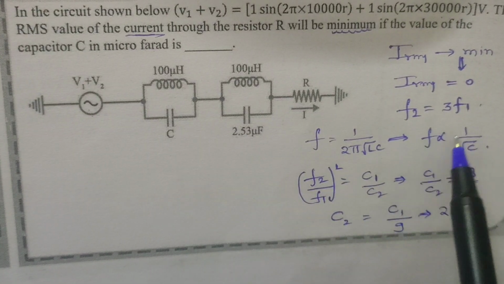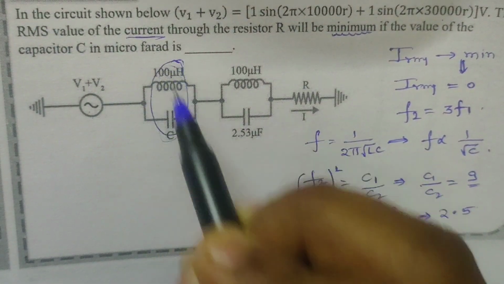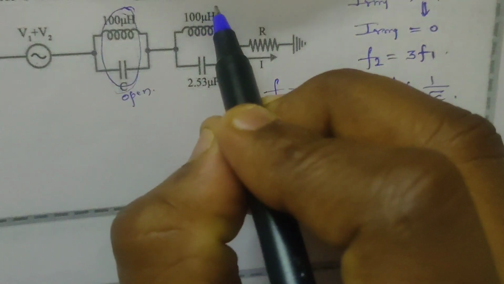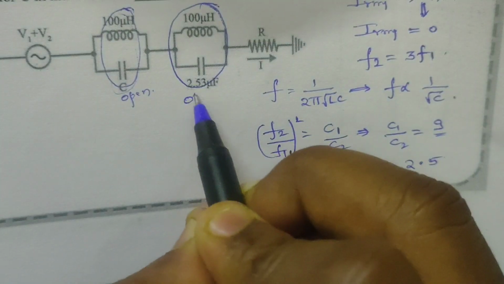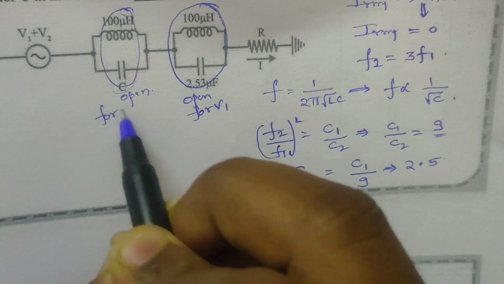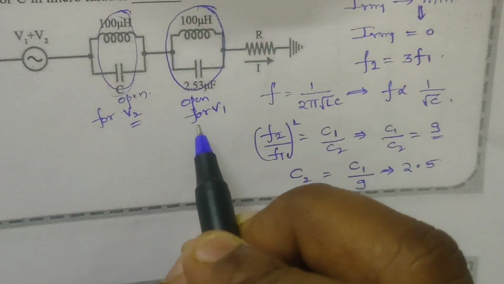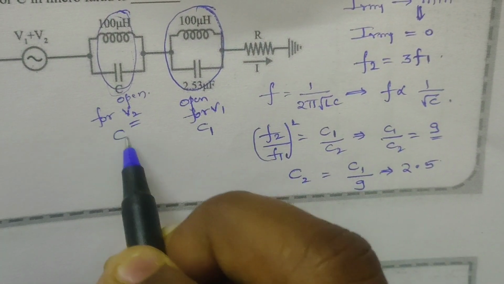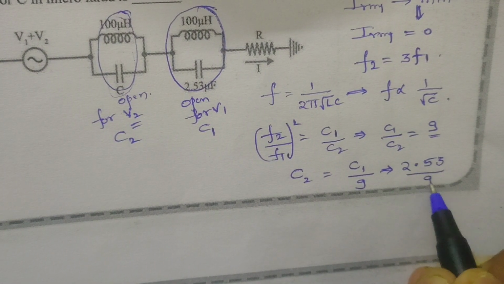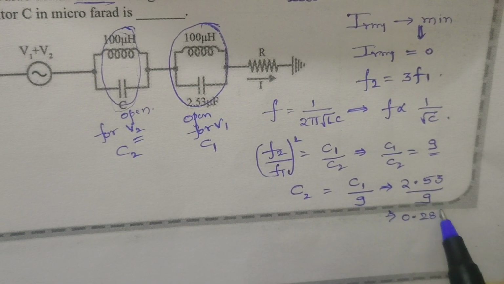To make the RMS current 0, this must get open. This is open for V1 voltage and this is open for V2 voltage. So this is C1, this is C2. C2 is equal to 2.53 divided by 9, which is 0.28 microfarads.